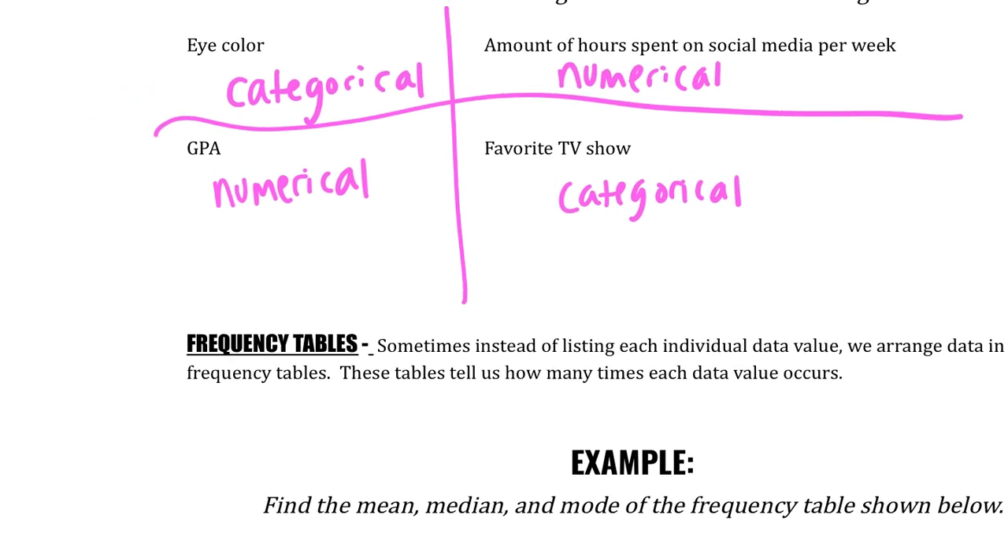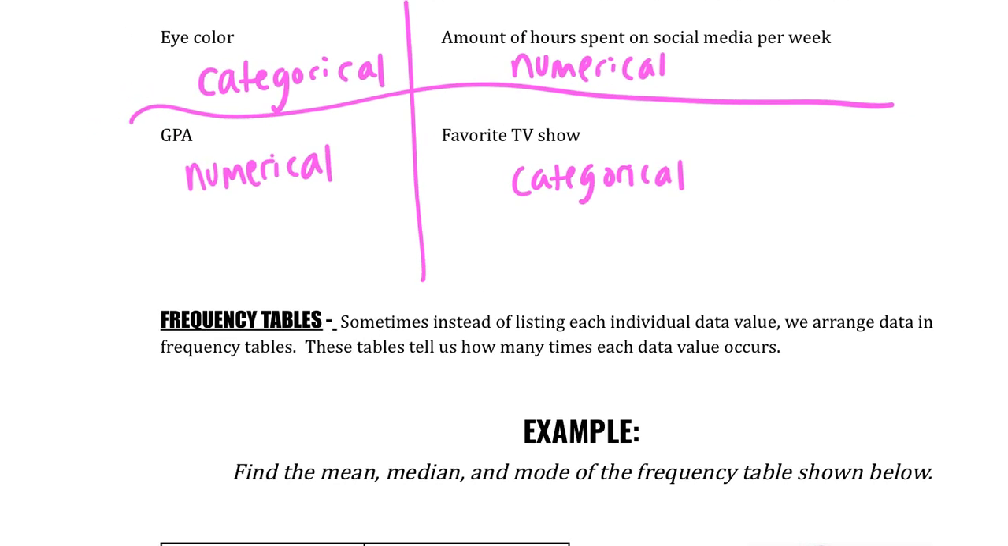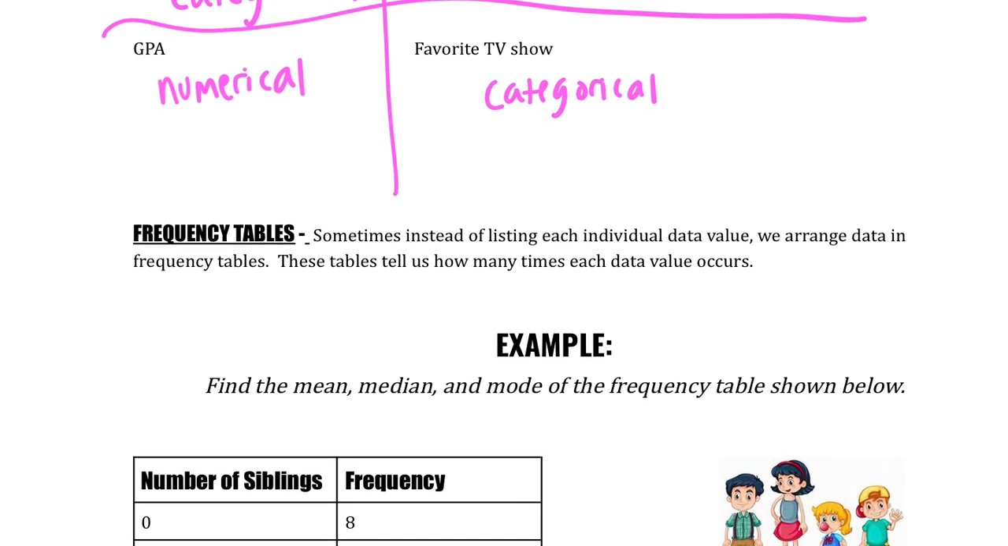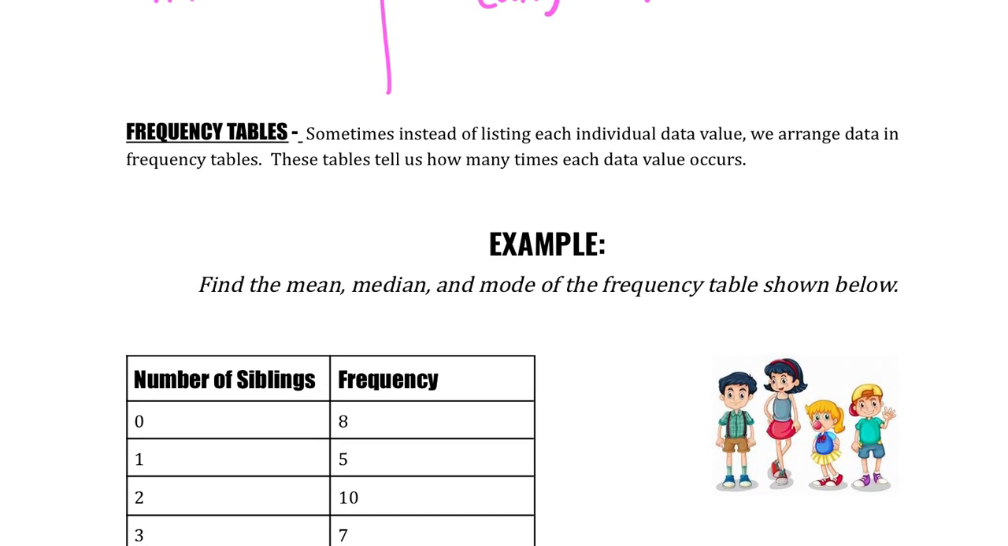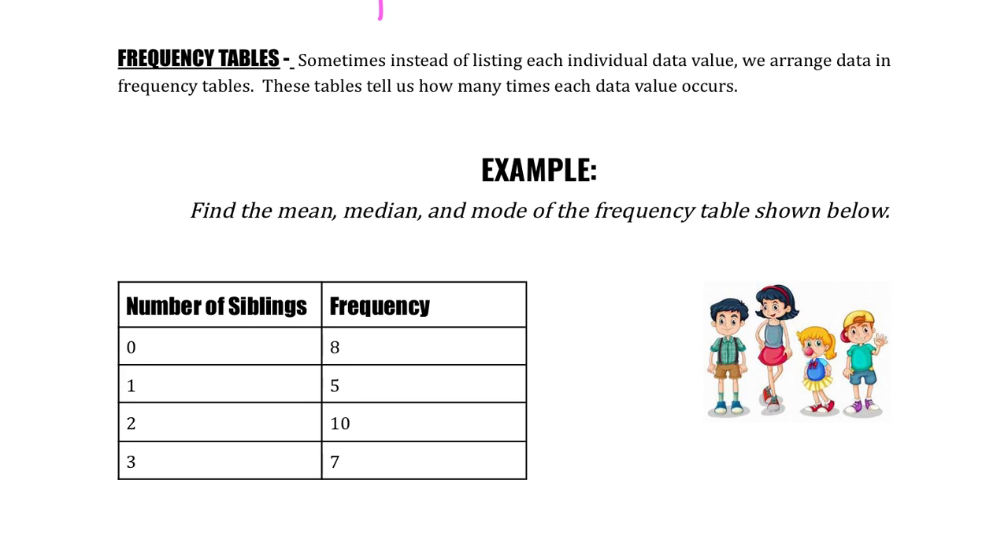So a couple categorical and then a few numerical. Then we're talking about frequency tables and how to find the mean, median, and mode from those. And then just one more thing when we're missing a data value.